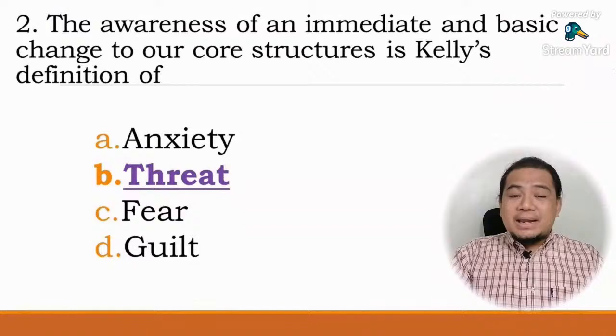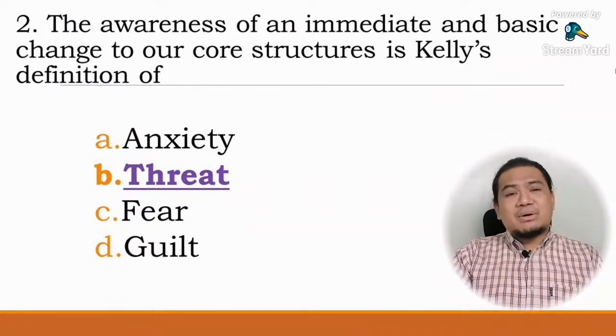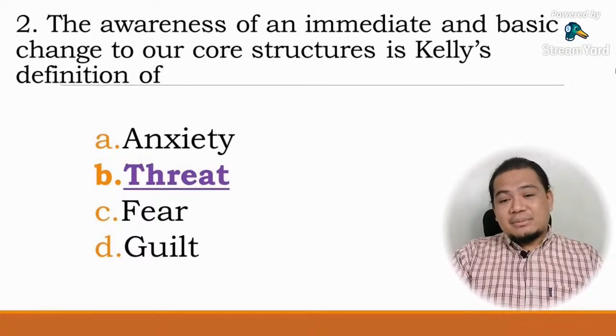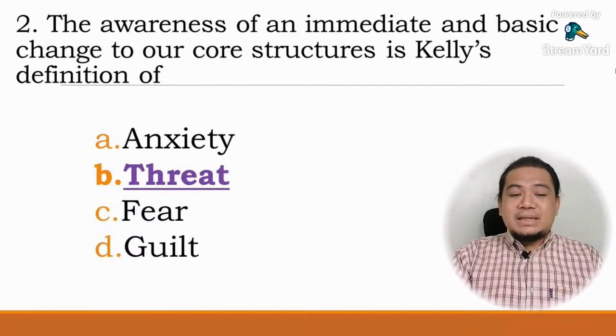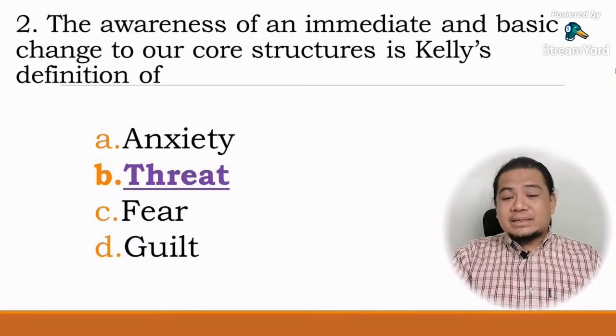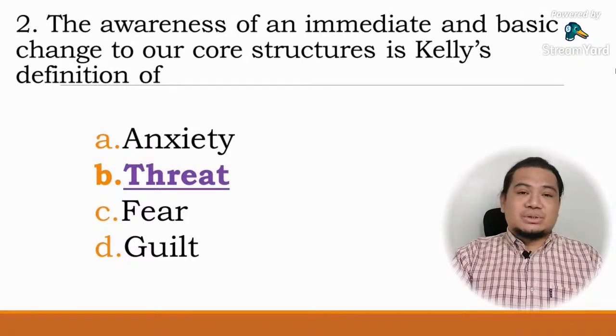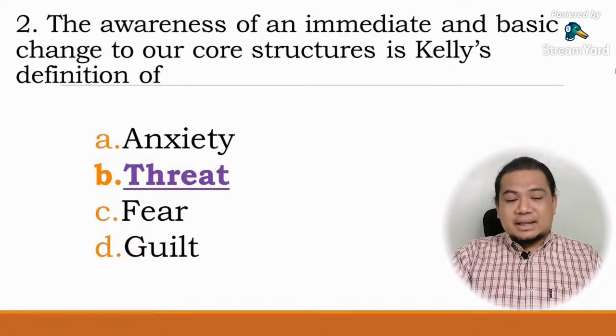Number 2, the awareness of an immediate and basic change to our core structure is Kelly's definition of. The answer is letter B, threat. People experience threat when they perceive that the stability of their basic construct is likely to be shaken. Kelly in 1955 defined threat as the awareness of imminent comprehensive change in one's core structure. One can be threatened by either people or events, and sometimes the two cannot be separated.